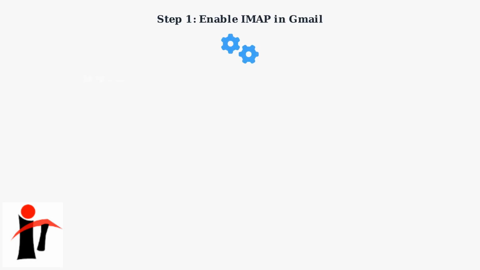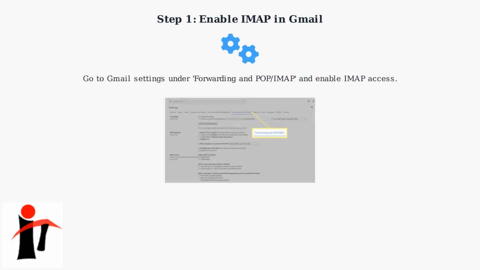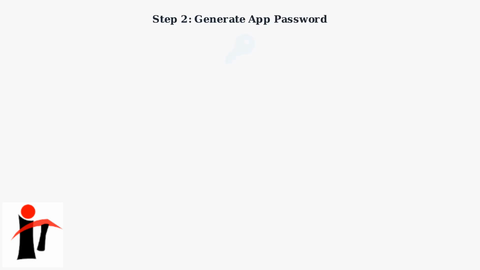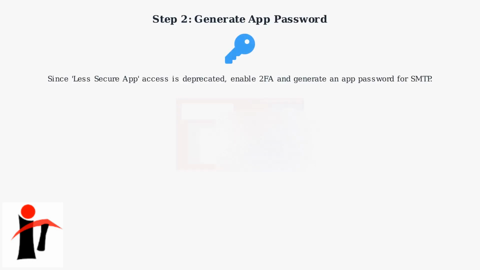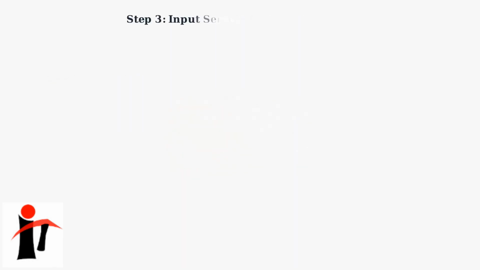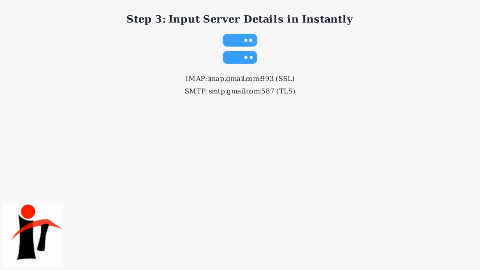First, enable IMAP in your Gmail settings under Forwarding and POP/IMAP. This allows Instantly to sync with your Gmail inbox. Next, since Google deprecated less secure app access, you must enable two-factor authentication and generate an app password specifically for SMTP connections. In Instantly, input the server details for IMAP and SMTP.